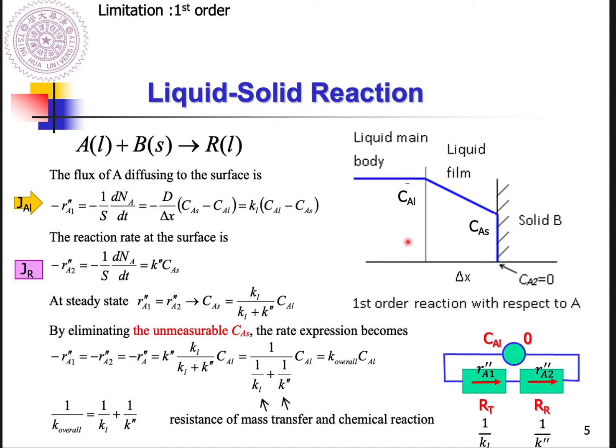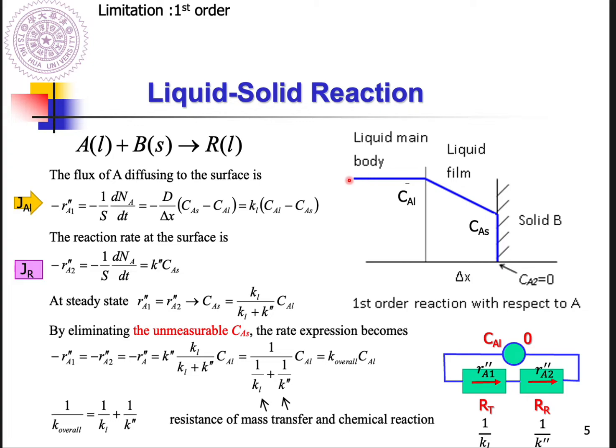Okay. So in order to confirm whether we can apply this concept learned from the electrical circuit to this heterogeneous chemical reaction, we give you an example. Here is a liquid-solid reaction. It is a heterogeneous chemical reaction. So we have a liquid A reacting with solid B and generating the liquid R. Then we also assume the liquid R can easily get out of the surface of the solid B.